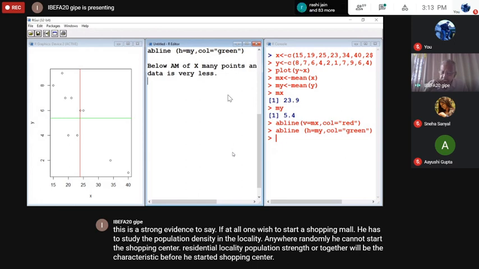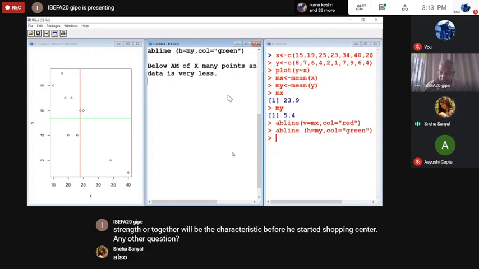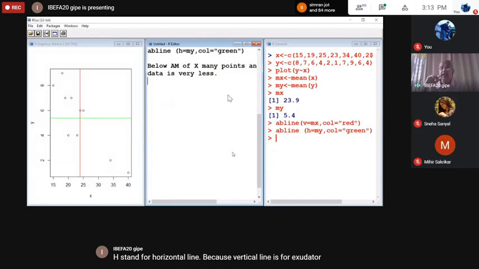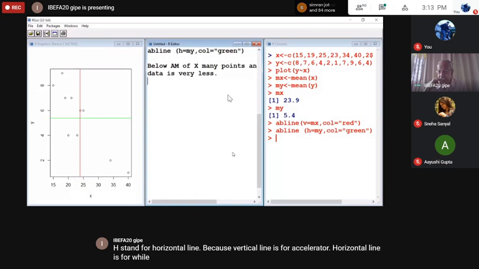Any other question? Sir, in the abline command, what is the significance of v and h? Are they just coordinates? V stands for vertical line, H stands for horizontal line. Because the vertical line is for X data, the horizontal line is for Y data. Alright, sir. Thank you.